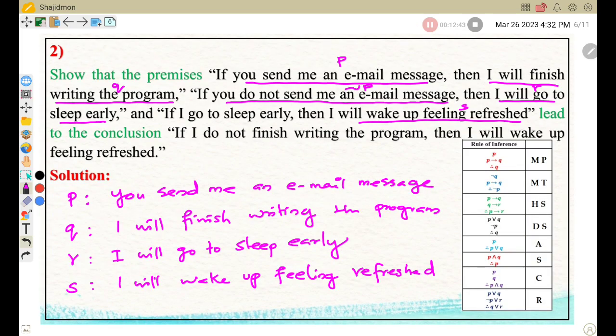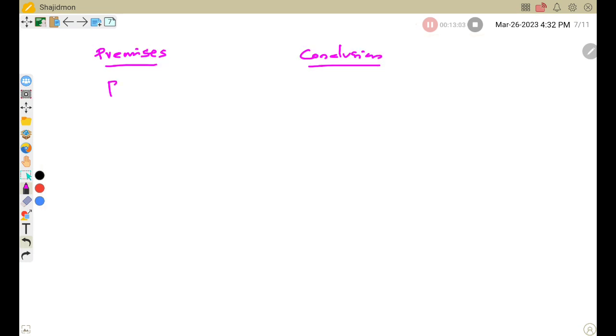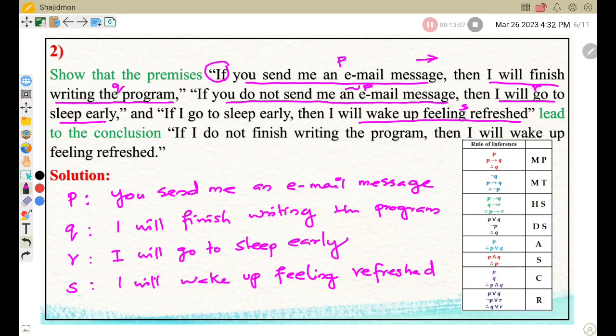So what are the premises? You can see the first one, "if" means a conditional statement. If you send me a message, an email message, that means P, then the one-sided arrow, conditional statement, I will finish writing the program, that means Q. So P implies Q. That is the first premise. Okay, P implies Q. Now what is the next one?